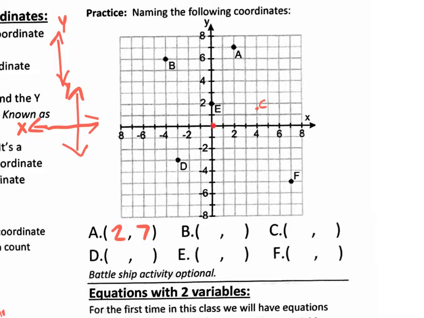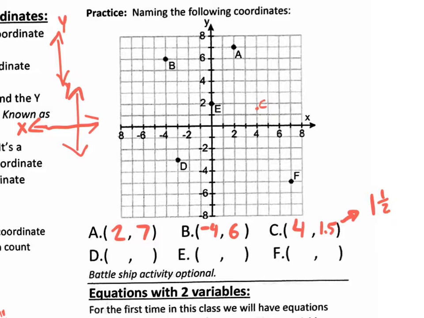Point B, what's the location? Negative 4 on the x, positive 6 on the y. So B is negative 4, positive 6. C is that interesting one. How many do we go on the x? 4. And how many do we go on the y? 1.5. Yeah, 4 on the x, 1.5 on the y. Or you could say 1 and 1/2. Decimals or fractions is fine.